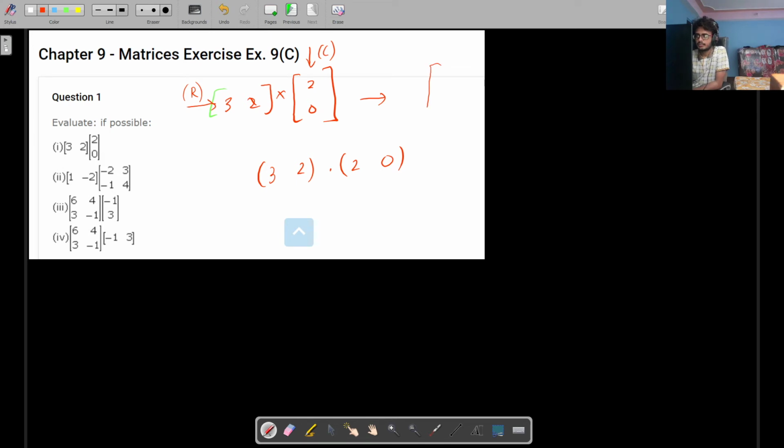So your answer will be 3 multiplied by 2 plus 2 multiplied by 0. I'll not go into detail. This is the process of how to do it. 6 plus 2 is 8. So you get something like this.